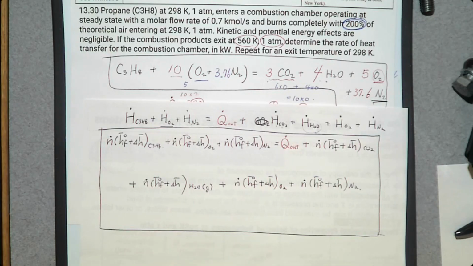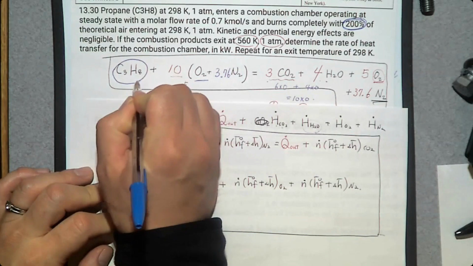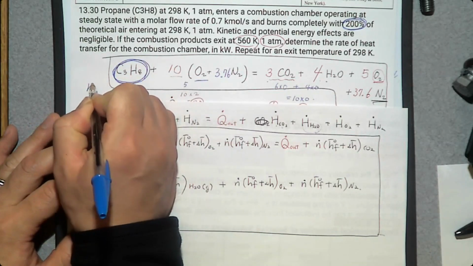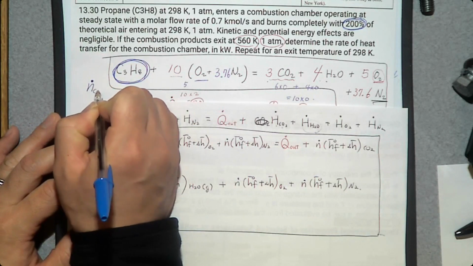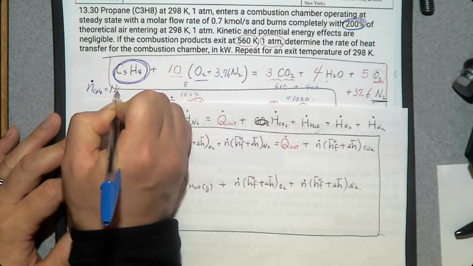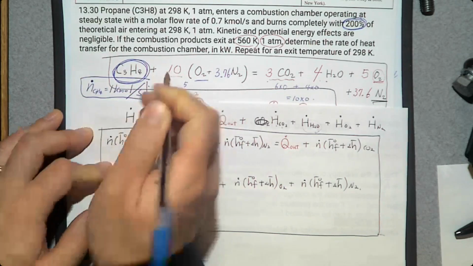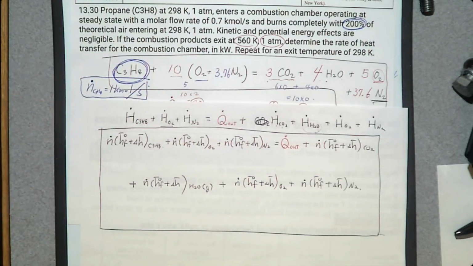Then, to solve this one, we need to make an assumption. The assumption is going to be the molar flow rate of the main component, propane. I'm going to say n dot of propane is going to be 1 kilomole per second. So that is our assumption. Then what is n dot for propane?